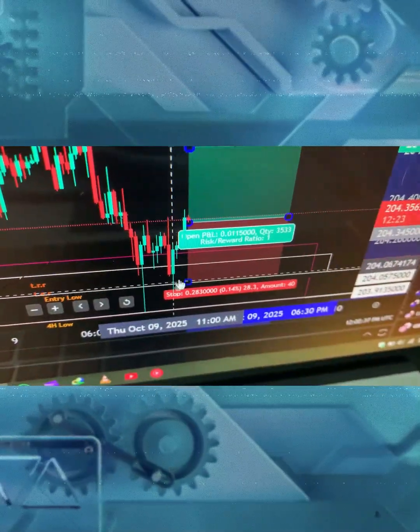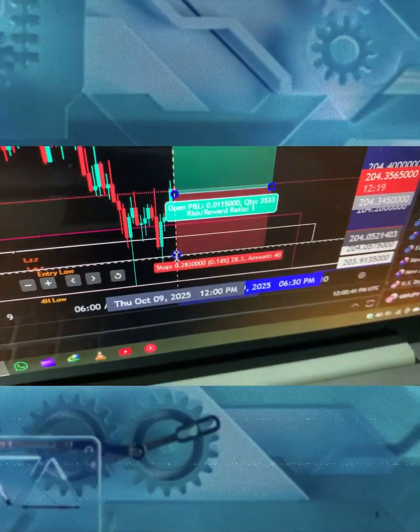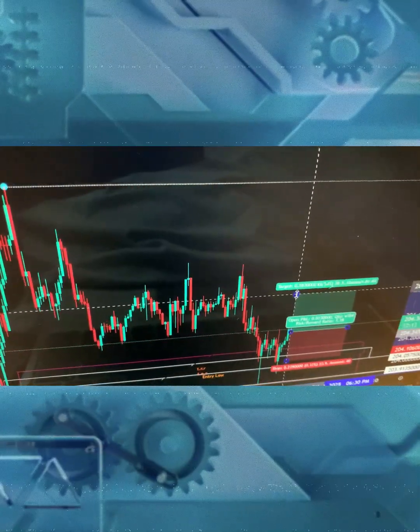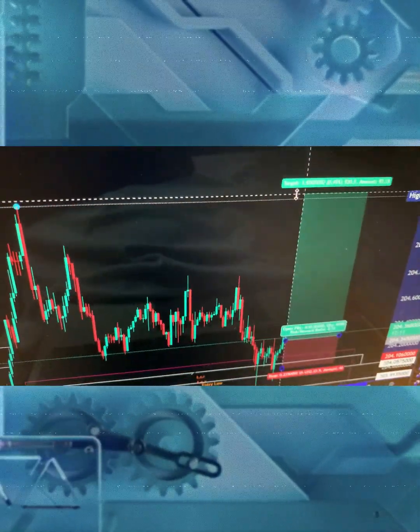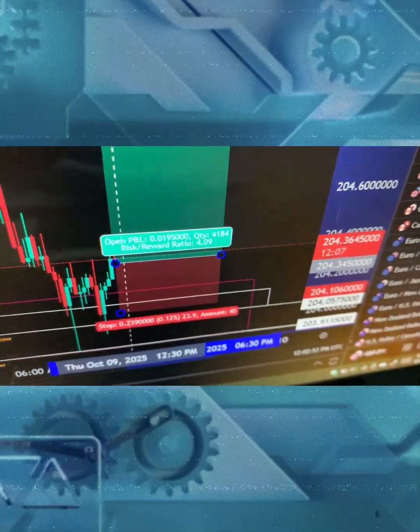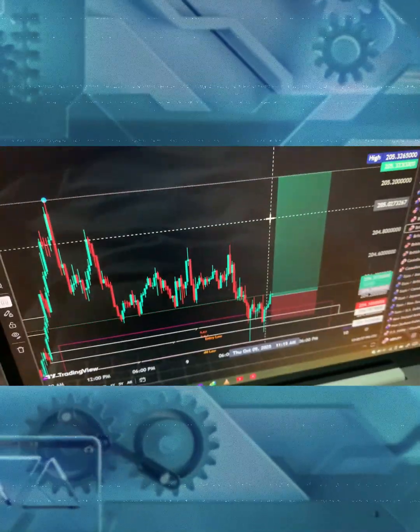SL was around 23 pips. Okay, and then TP will be this high place. So you realize that it's a risk to reward ratio of 1:4. So let's see how it plays out, guys. I'll continue to update you guys.